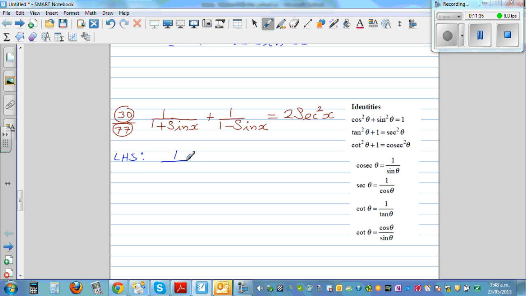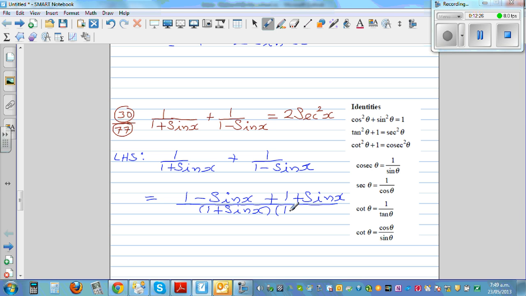Okay, let me write it. 1 over 1 plus sine x, plus 1 over 1 minus sine x. So what can we do? Simplifying this fraction, you can cross multiply. 1 times 1 minus sine is 1 minus sine. You got a plus here, so you don't need to worry. Plus 1 times 1 plus sine is 1 plus sine. Over, you have to multiply the denominators, which is 1 plus sine times 1 minus sine. I'm doing this slowly so that you can pause the video at any point and do the next step yourself.